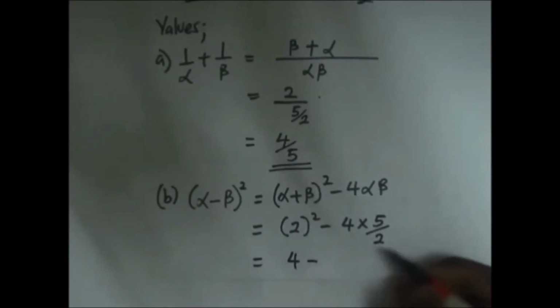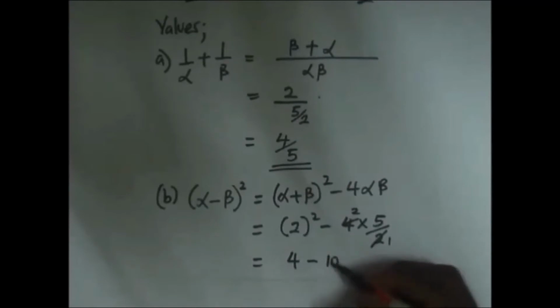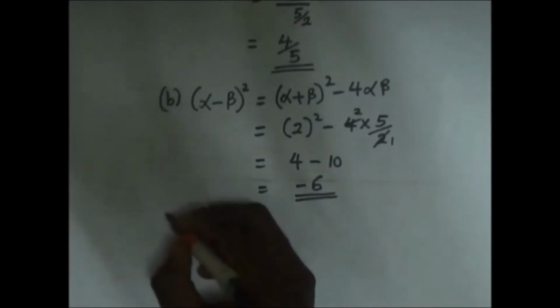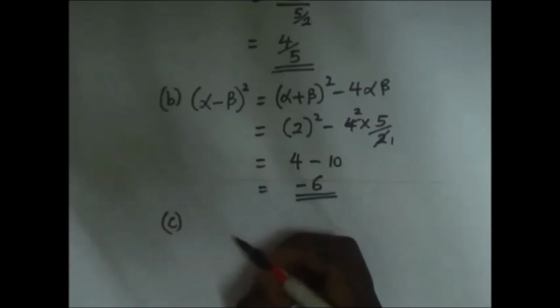So this is going to be 2 squared minus 4 times 5 over 2. It will be 4 minus, by 2 once, by 2 twice, 2 times 5 is 10. That is 4 minus 10, and we shall end up with negative 6. And that's our answer. That is our part B. So we go on to part C.